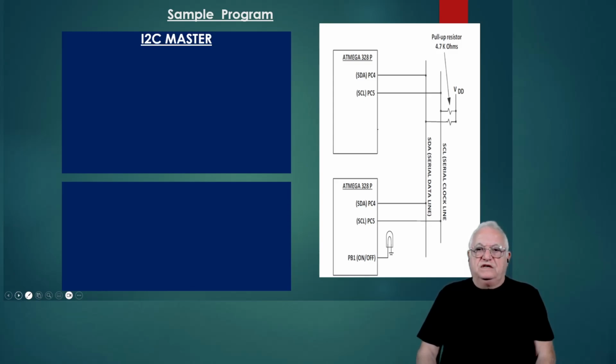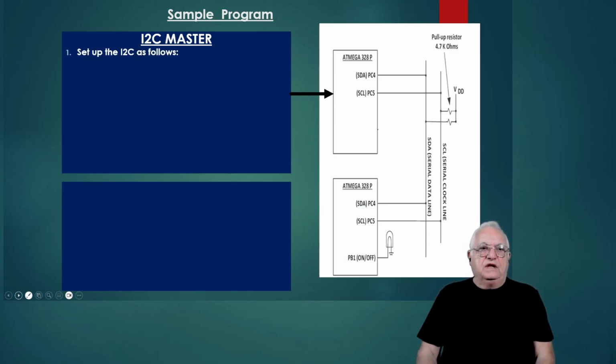So let's see what the master is going to do. This is our master, and this is how the two microcontrollers are going to be hooked up to the wire. SDA is going to be the PC4 port, and SCL is the PC5 port. The same is here. That's something that you know. And PB1, that's where we're going to hook up our LED.